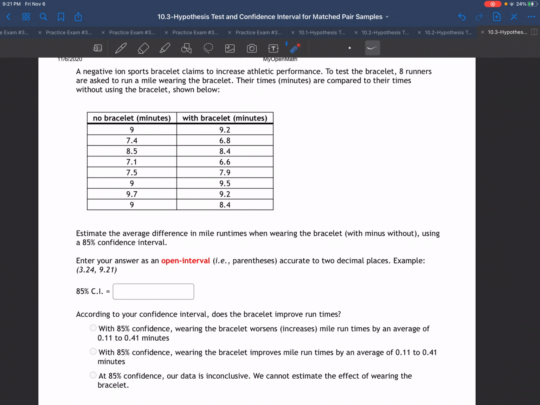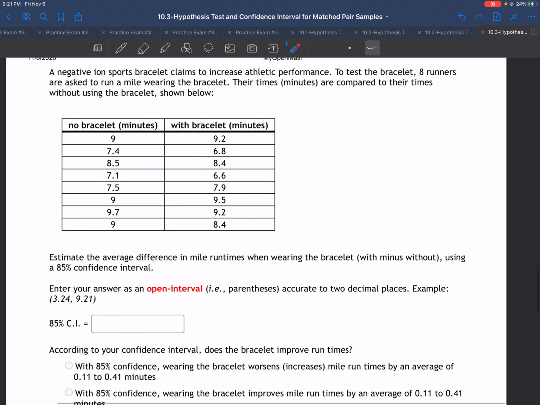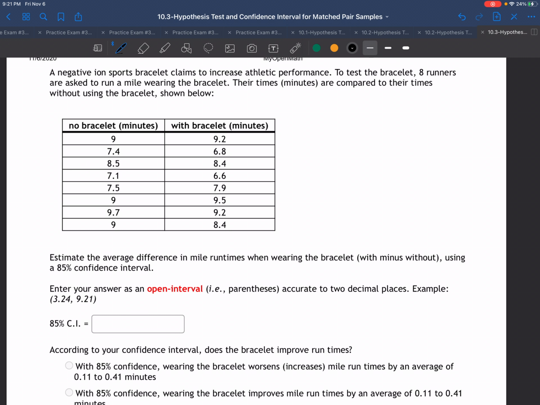Here's an example of a confidence interval. Let's see what it says. A negative ion sports bracelet claims to increase athletic performance. To test the bracelet, 8 runners are asked to run a mile wearing the bracelet. Their times in minutes are compared to their times without using the bracelet, shown below. So, no bracelet, with bracelet, in minutes.